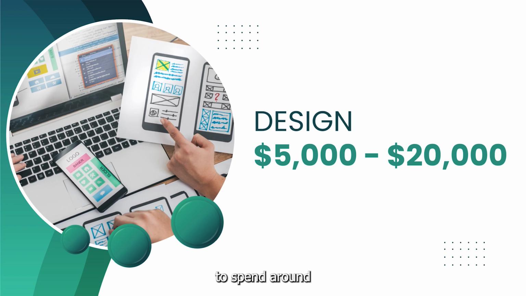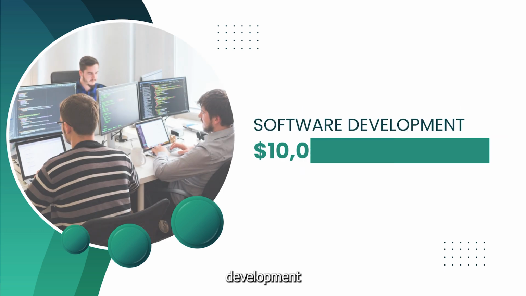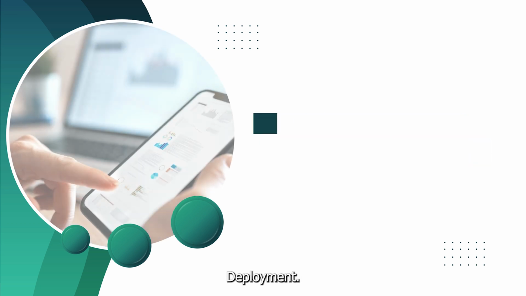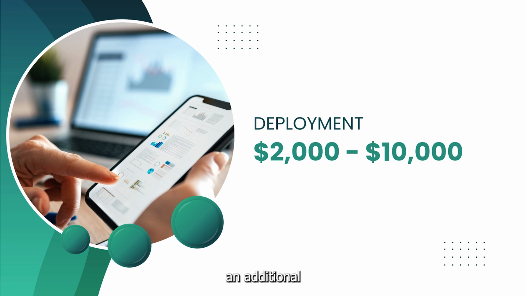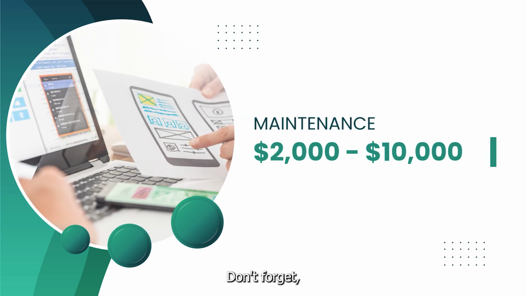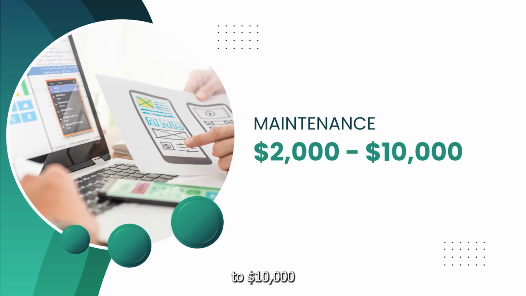Design: expect to spend around $5,000 to $20,000 for UI/UX design, as this will determine how user-friendly your app feels. Software development: outsourcing your development can cost anywhere from $10,000 to $100,000 plus, depending on the complexity. Deployment: setting up the app for users will cost an additional $2,000 to $10,000. Integration: this includes features like payment gateways or third-party services, which can cost anywhere between $5,000 to $25,000. Maintenance: don't forget, monthly maintenance costs around $2,000 to $10,000 to keep your app running smoothly.